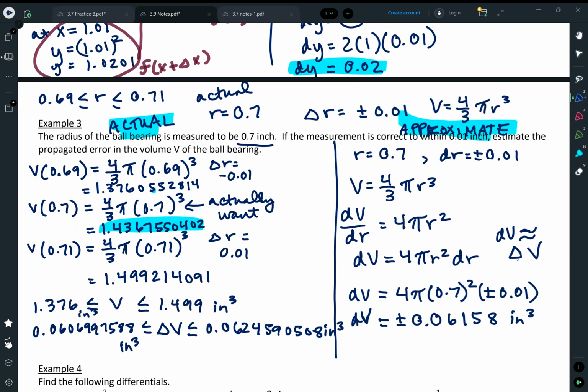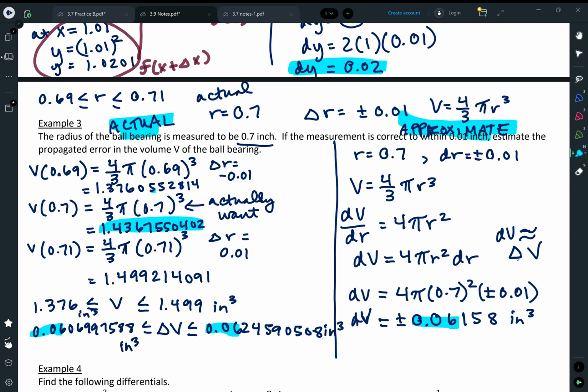So how accurate are we? Well, it looks like our dV and our delta V, they both have 0.06, right? So they're both accurate to that decimal place. This has a 1 next and then a 5, which kind of falls right in line between those other two values. So we can see that our delta V is a really good approximation. It was a lot easier to find. So this is going to be my dV, like how much I can be off by.